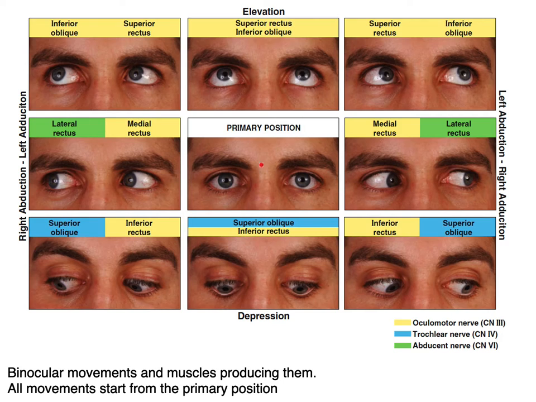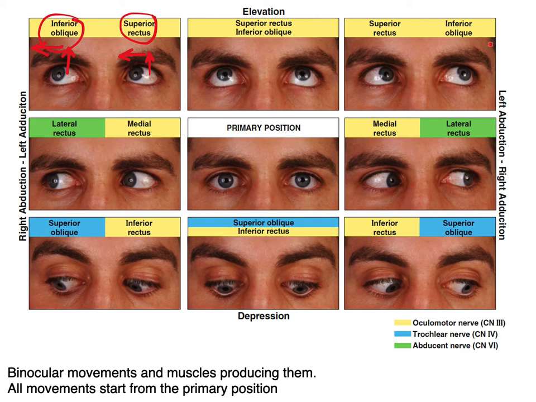Here also you can read it. For example, let us say this left eye moved up. Yes, superior rectus or inferior oblique. Now, medially, superior rectus, because superior rectus moves the eye up and adducted. Inferior oblique moves the eye up and abducted laterally, right? That's why it is inferior oblique.